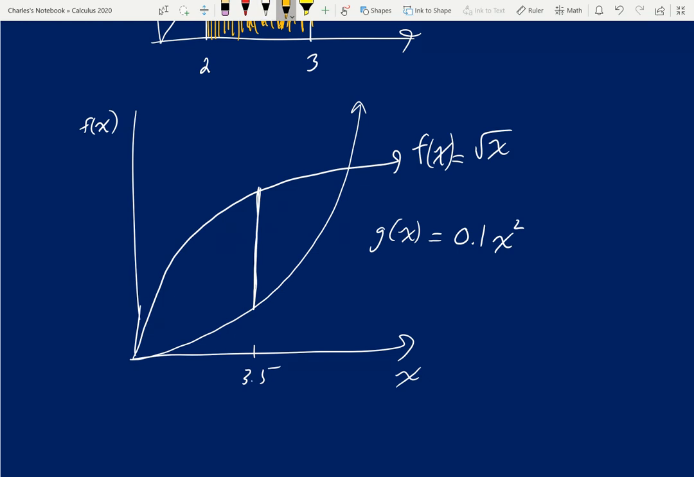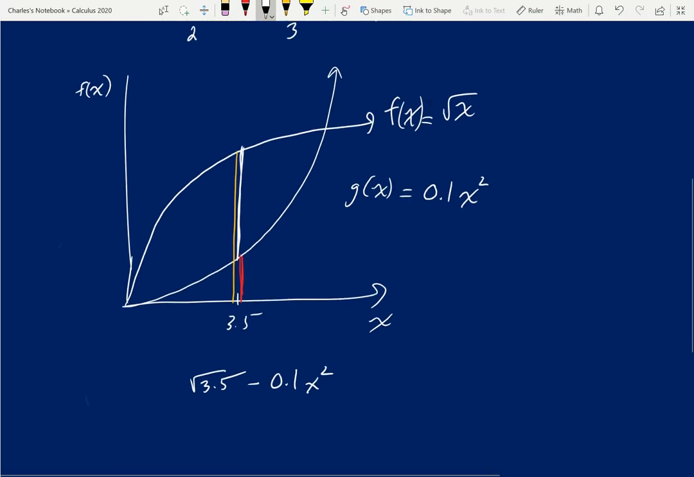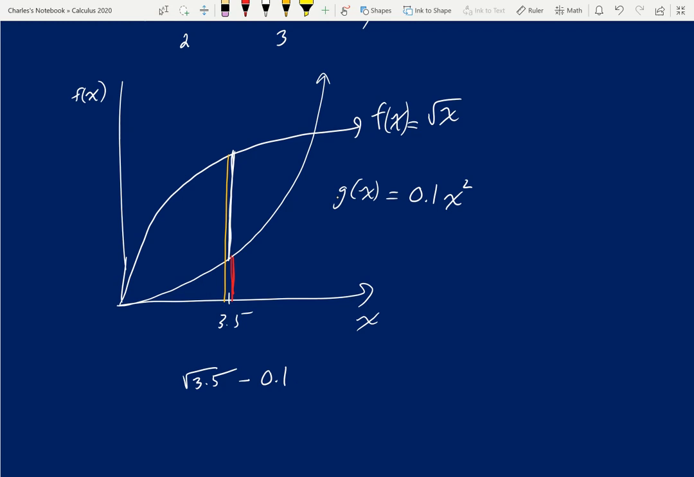Okay? And so I think a lot of you can realize that to find the height, f(x) is going to be above just the x-axis. It would be the square root of 3.5. And then I would need to subtract out the amount that the lower curve is above the x-axis, which is minus 0.1 times 3.5 squared. So that would be how I'd find the height if I wanted just one slice.